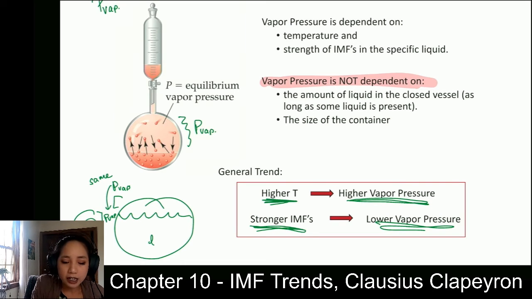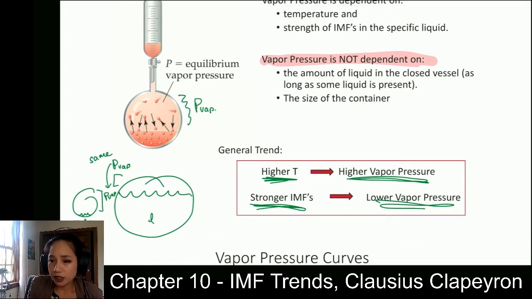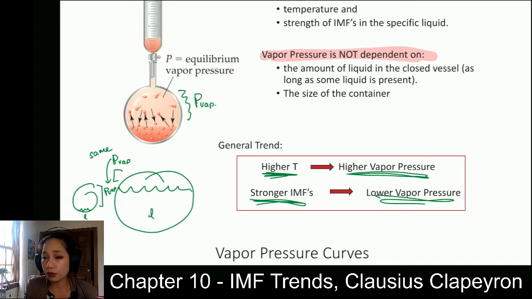And then finally, also based upon that, is the size of the container. It doesn't matter what the size of the container is either. You will measure the same vapor pressure above both samples as long as they're in a closed container with the same liquid at the same temperature.